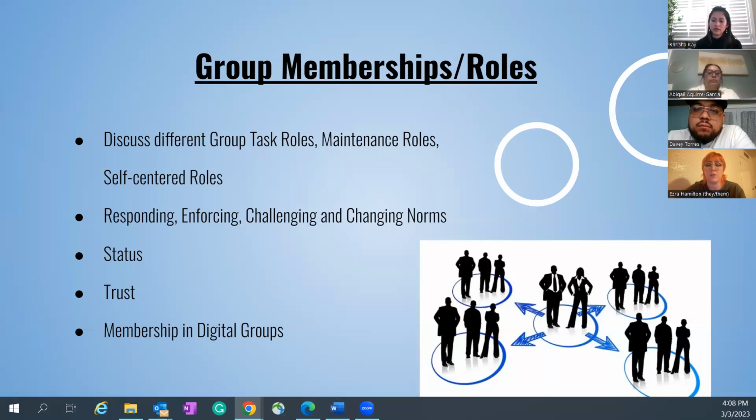Some steps towards working in digital groups would be, first, to understand your group's norms, identifying them, and then challenging ones that you feel don't belong. Second would be to think about your responses and your communication skills. You want to make sure that you're putting out the energy that you want to get back. The goal is to make everybody in the group comfortable. So all of these categories give great insight on group memberships and roles. It'd be great to hear some more about group motivation.